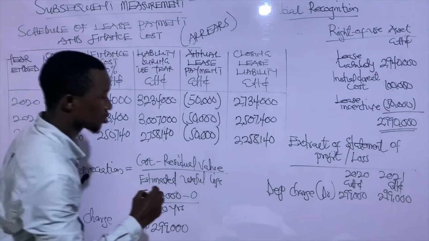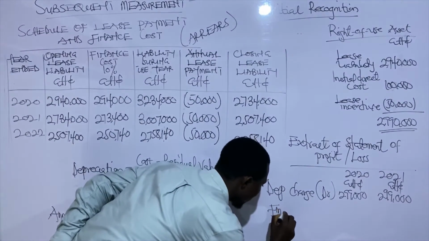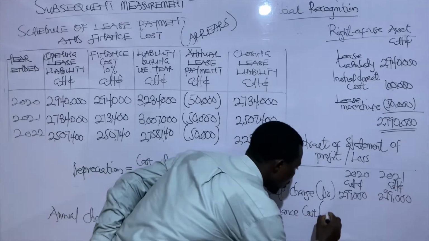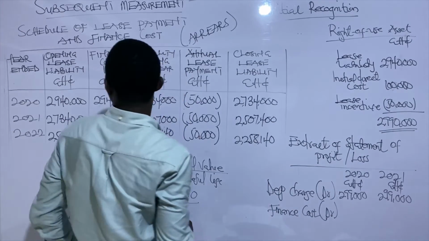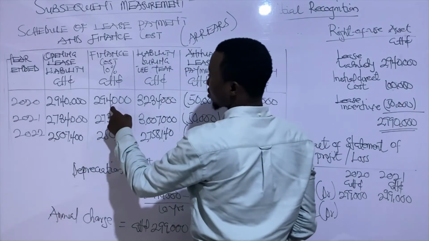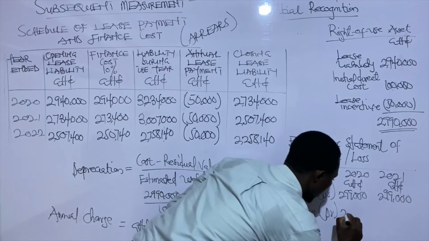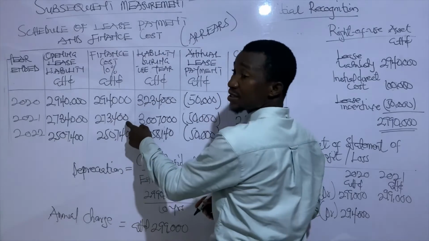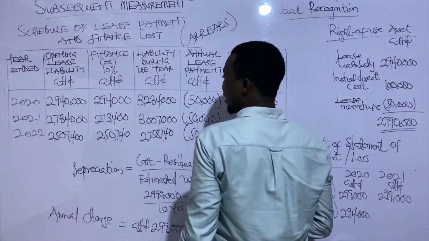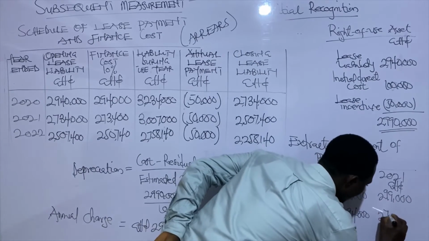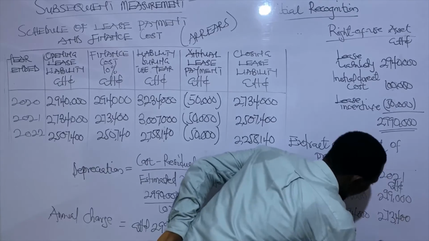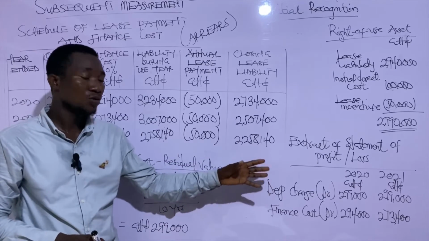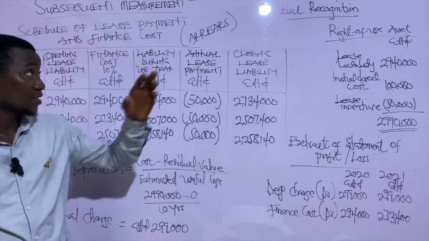The finance cost or the finance charge will also be debited to the statement of profit or loss. And for 2020, the finance cost is 294,000. And for 2021, it was 273,400. So this is how the extract of the statement of profit or loss will look like in A Limited. Is that okay?